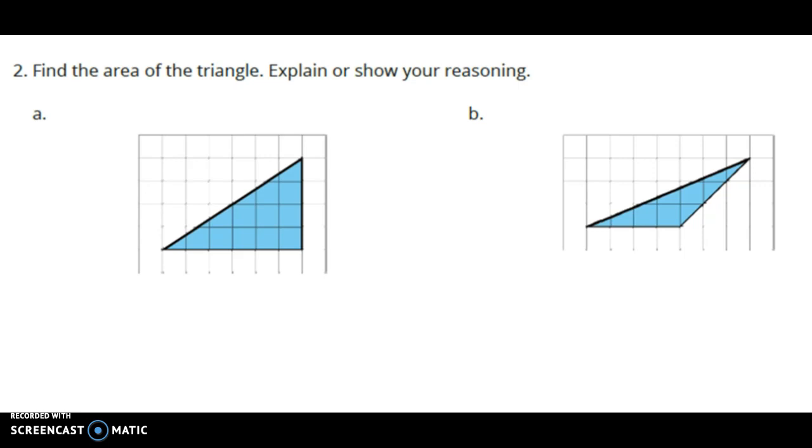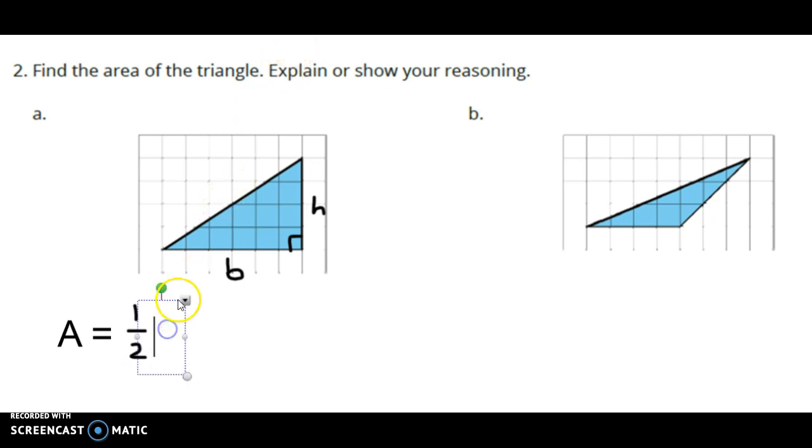Find the area of the triangle. Explain or show your reasoning. So for each of these, what we need to do is pick a base and a height. We're going to label them. So I'm going to choose this bottom side for A. Here's my base. My height needs to be at a right angle. Notice that I already have a side at a right angle. Height. So in this instance, I know that my area is going to equal 1/2 times my base times my height.